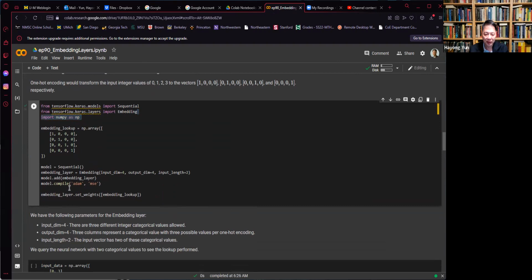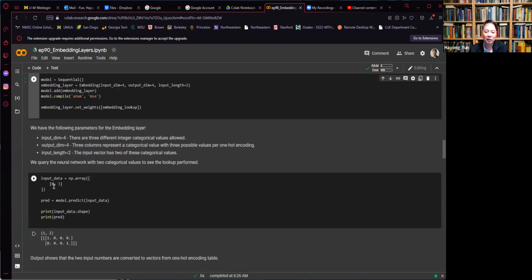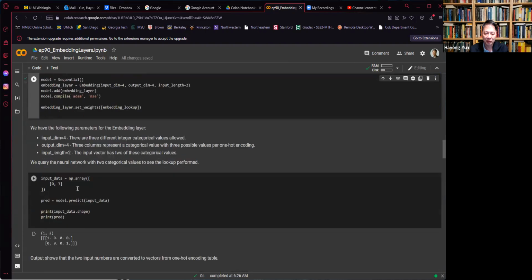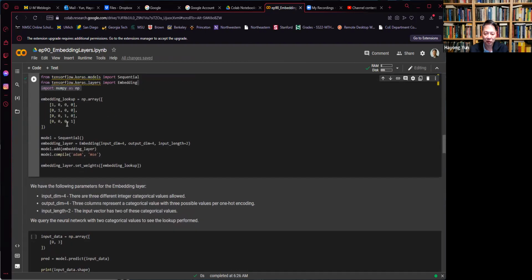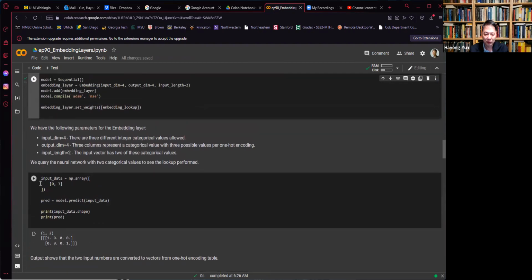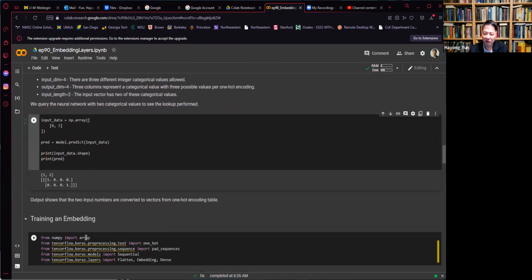So here's the embedding layer. So what does this do? For example, we give a number 0 and 3. So 0 corresponds to 1000, and 3 corresponds to 0001, isn't it? So using this neural network we just had, look what it did. It converted the numbers into this one-hot encoded vector. That's a very neat way of using this embedding layer.